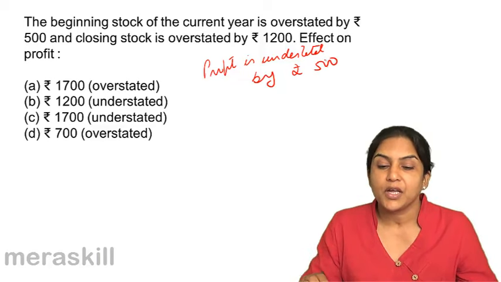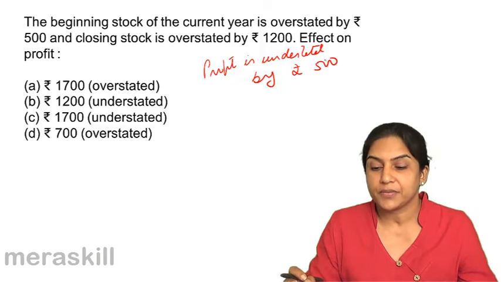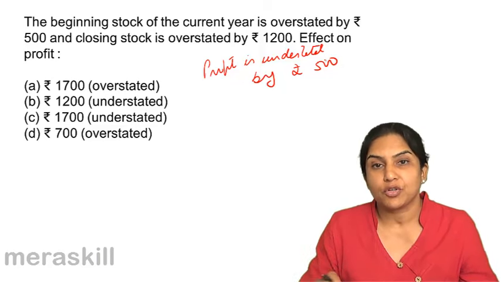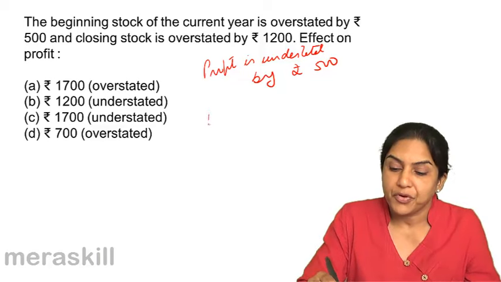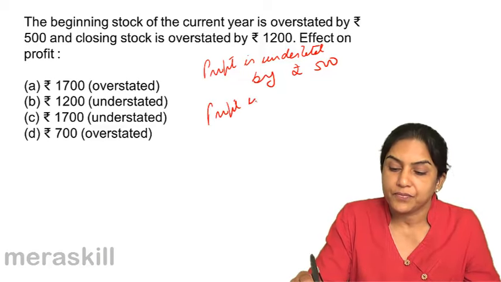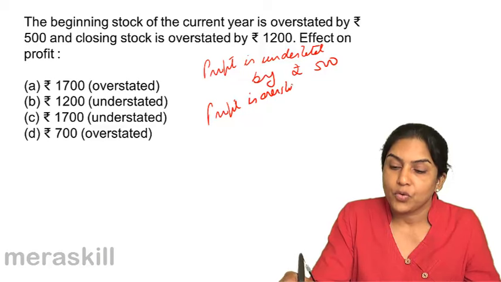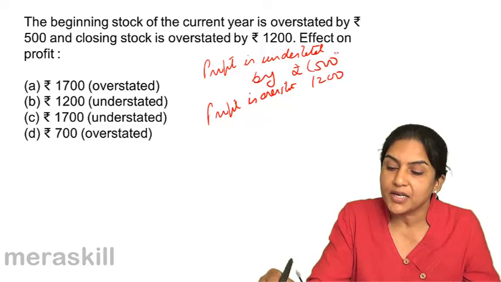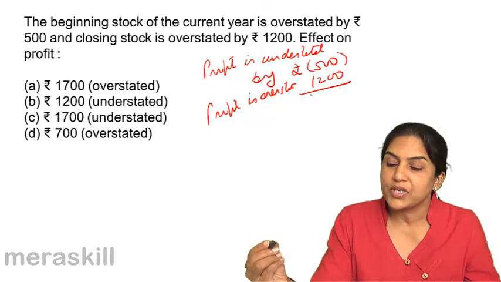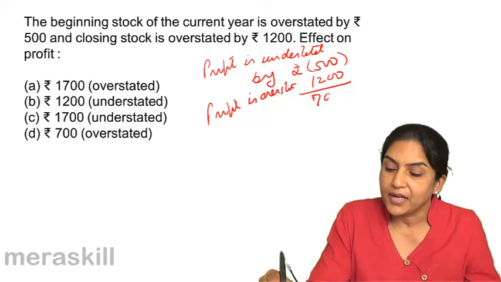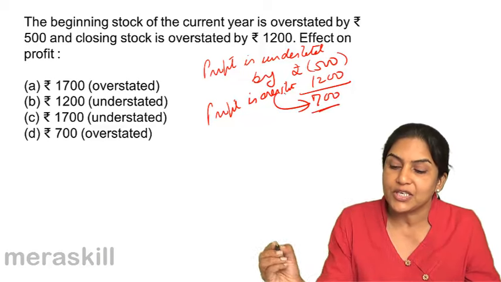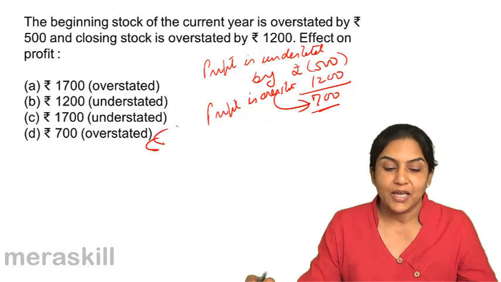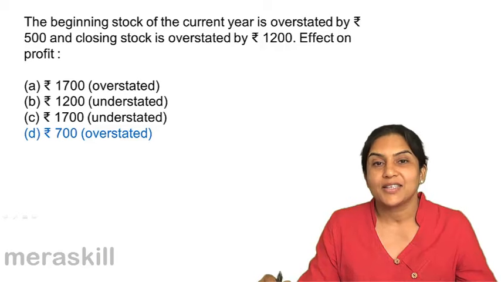What about the next one? Closing stock is overstated. If the closing stock is overstated, your profit is also overstated. So profit is overstated by 1200. Since the first is understated, I am making it negative. Net profit should be overstated, overstated by 700. The correct answer should be D. Profit overstated by 700.